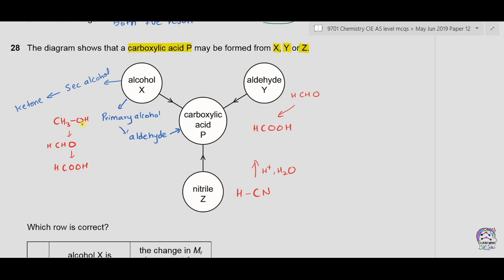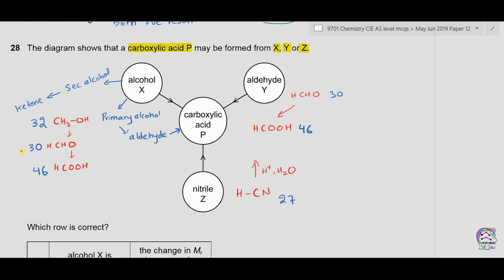Now the molecular mass of CH3OH is 32, HCHO is 1 plus 12 plus 1 plus 16, 30. For HCOOH we would have 46. Again for aldehyde we have 30. For carboxylic acid we have 46. For nitrile we have 27.